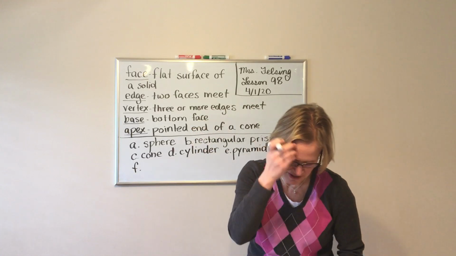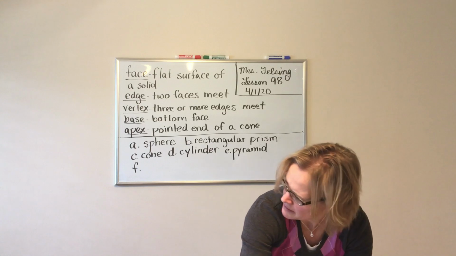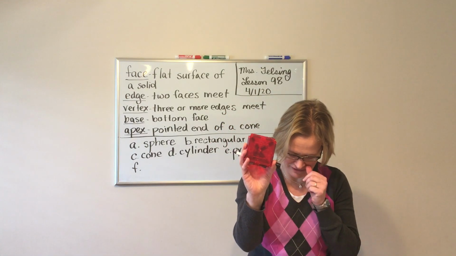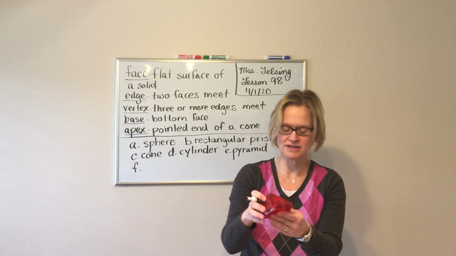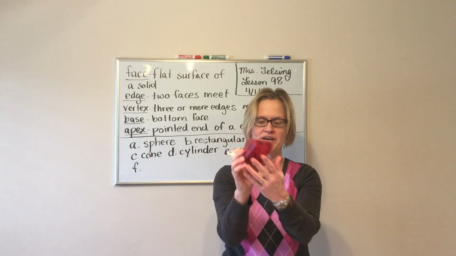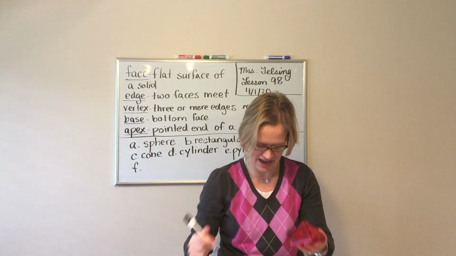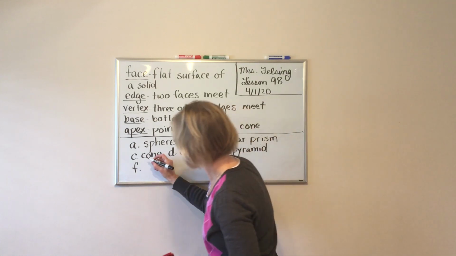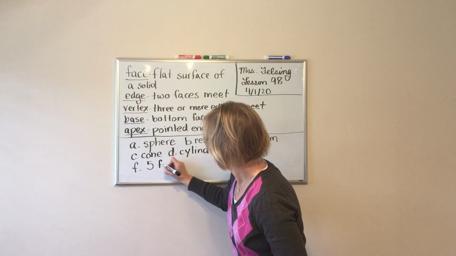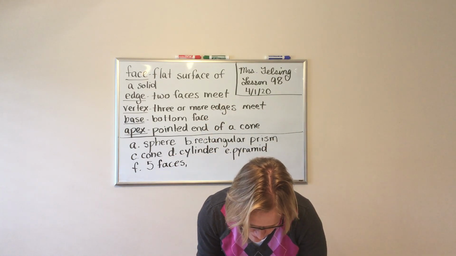And then F, the figure in problem E has a square base. How many faces does the figure have? Okay, so let's take a look. So this is face 1. That's the base, 1. Then we go 2, 3, 4, 5. So for F, it has 5 faces.